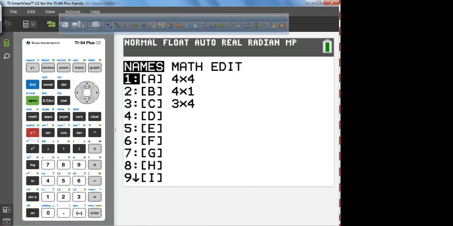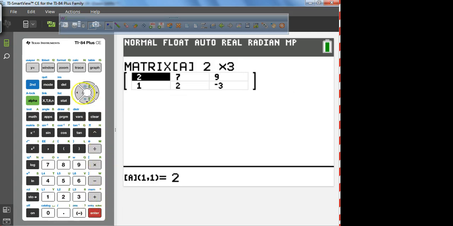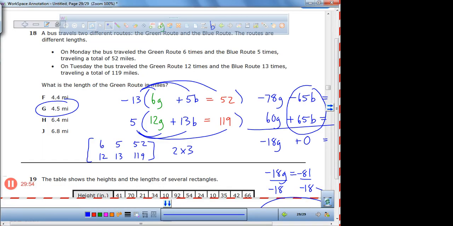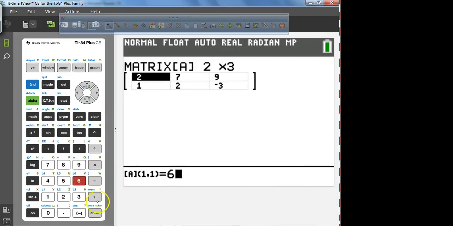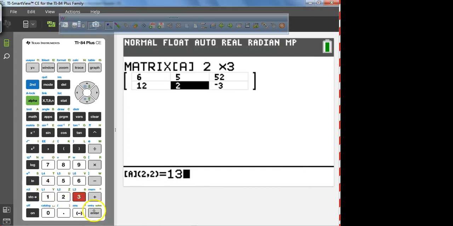Second matrix, we're going to go over to where it says edit. We're going to edit A. And we're going to make it 2 by 3. All right? And I'm going to get all these deleted out. So we got a 6, 5, 52. Okay? And then over here, we got a 12, 13, and then was it 119? Yeah. 119. Okay? Now this is where you're going to have to know how to use the graphing calculator, because this right here is in the matrix.